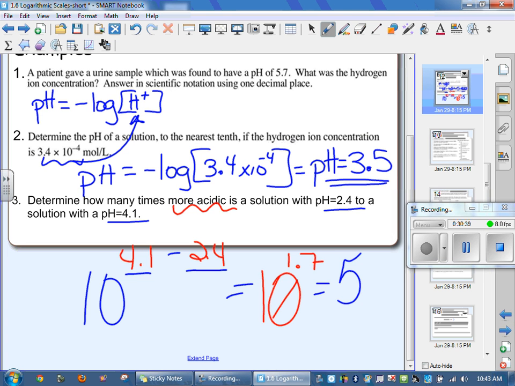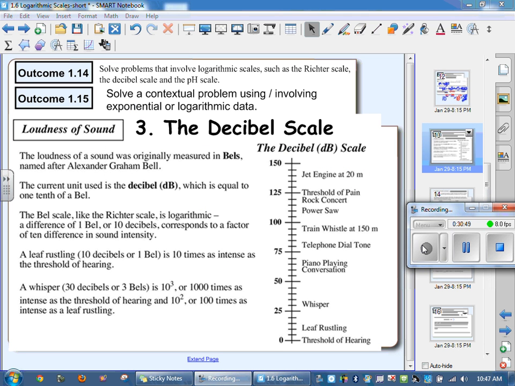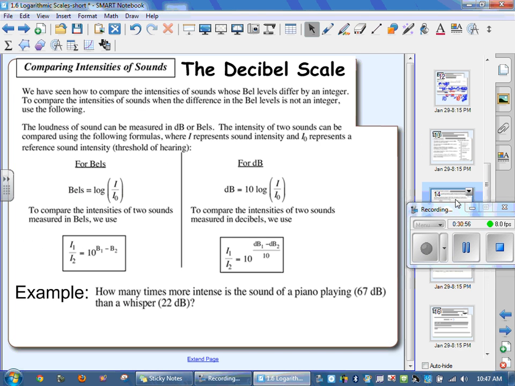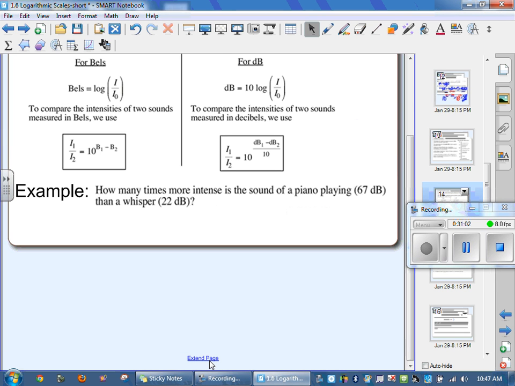Decibel scales is talking about how much you can hear and how loud things are. You've had a chance to read this page, and you've had a chance to read this one. So now we're going to take a look at the example on the bottom. So we want to know how many more times intense is the sound of a piano playing than a whisper. So just like the pH scale, and just like our magnitude scale, we're going to be using this one, because we're giving it in decibels.